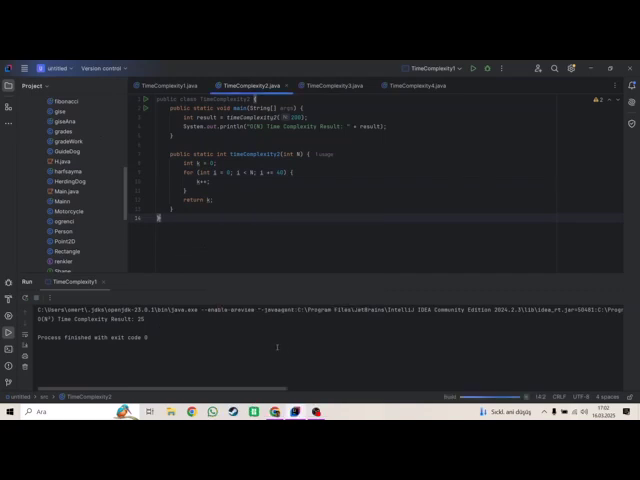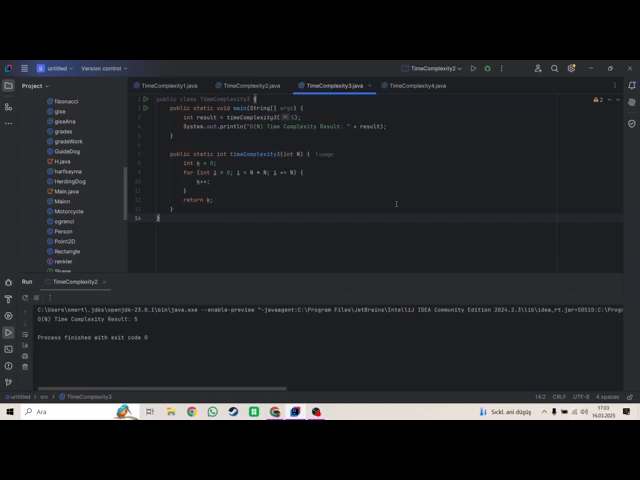Let's run the code. Look, output is 5. Let's continue. Function definition. The function recursive power takes two parameters, x, which is the base, and n, which is the exponent. If n is 0, the function returns 1. This is because any number raised to the power of 0 is 1.